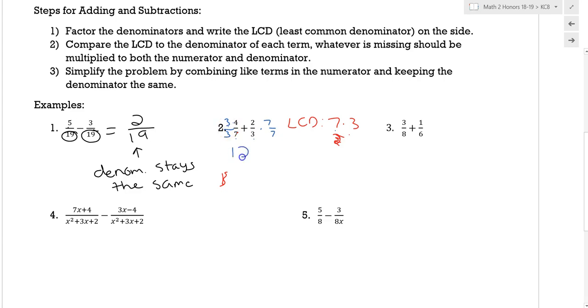3 times 4 is 12. 3 times 7. We'll multiply it since it's just numbers. When we have our expressions, we'll usually leave it factored. So that's a good thing to remember. But then we have 14 over 21. Then we're just adding these, right? 12 over 21 plus 14 over 21 is 26 over 21. Nothing reduces there, so we're done. Okay.